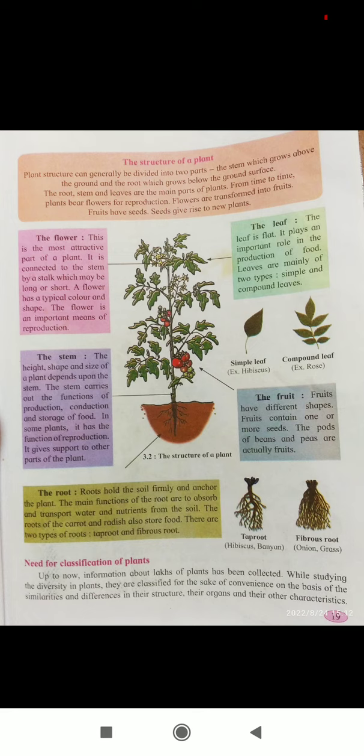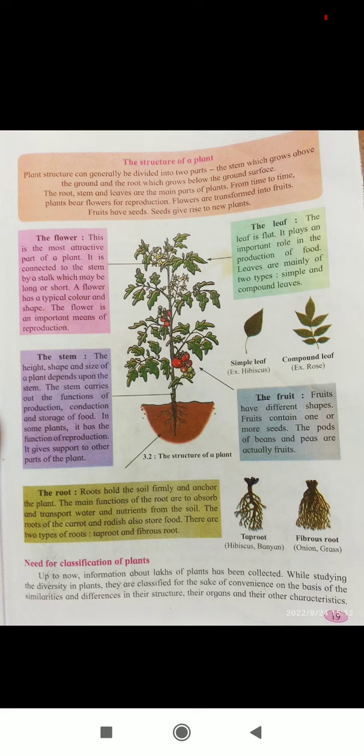The stem. The height, shape and size of a plant depends upon the stem. The stem carries out the functions of conduction and storage of food. In some plants it has the function of reproduction. It gives support to the other parts of the plant. Fruits. Fruits have different shapes. Fruits contain one or more seeds. The pods of beans and peas are actually fruit.